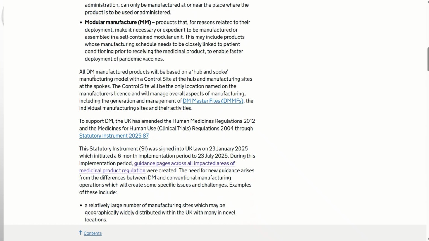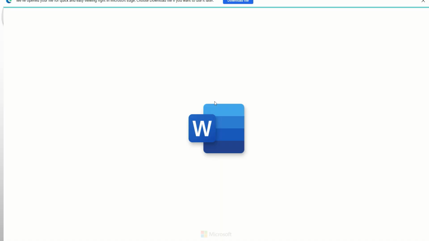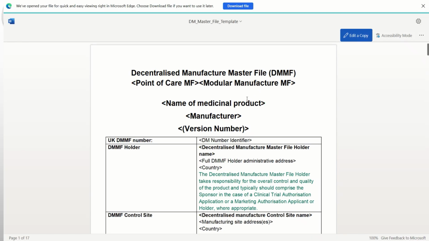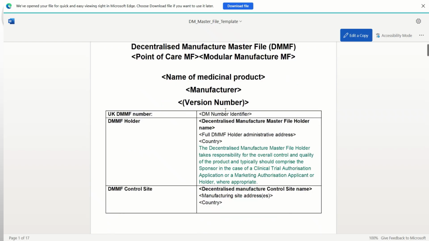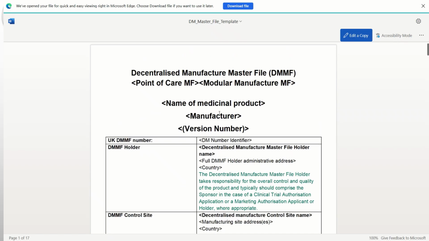All the decentralized manufacture will be based on a hub and spoke manufacturing model, as I discussed. The control site will be the only location named on the manufacturer's license and will manage overall aspects of manufacturing, including generation and management of decentralized manufacturer master files. Just have a look at that. Quickly looking at it, it's a very simple document compared to what it could be. Straightforward, intuitive.